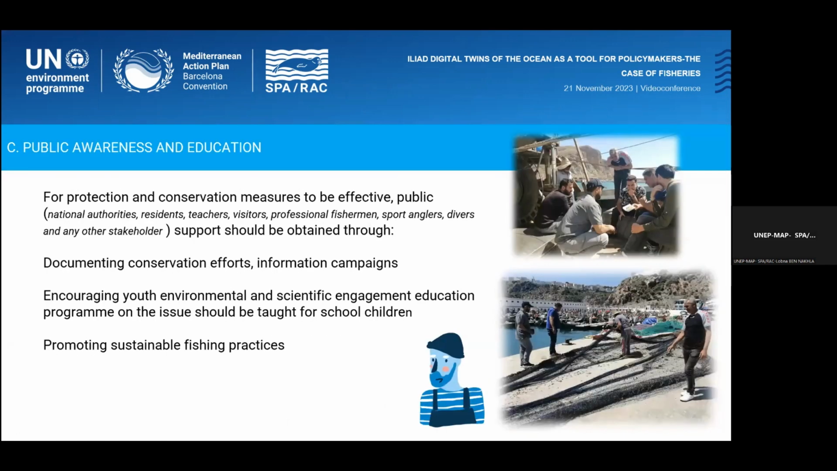Concerning also public awareness and education, this action plan also calls for protection and conservation measures. To be effective, we should tackle all levels of the public, and among this public are the professional fishermen and the stakeholders working with the fishery activity in each country. And so the contracting parties are invited to produce, with the support, of course, of regional institutions, and to promote sustainable fishing practices, to document any conservation effort and to disseminate it through awareness campaigns.